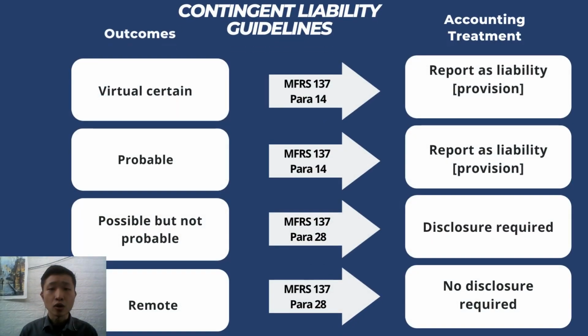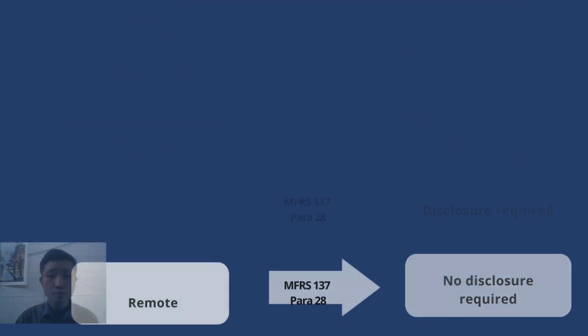Here is the guideline for accounting treatment based on the outcome. If the outcome is virtually certain or probable, the company will recognize the probable liability in the statement of financial position as a provision and disclose it in the notes to the accounts. If the outcome is possible but not probable, it will not be recorded in the statement of financial position, but the company will disclose it in the notes to the accounts. If the outcome is remote, the company does not need to disclose it in either the statement of financial position or the notes to the accounts.